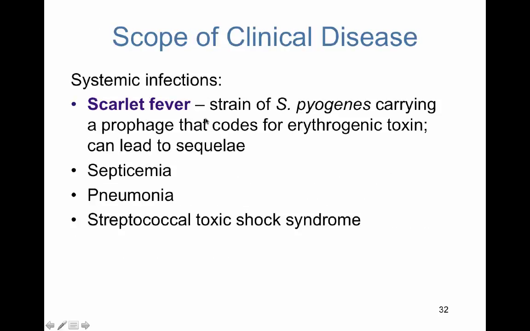Now, also, Strep pyogenes can progress to scarlet fever. So this would be kind of the secondary stage of strep throat. Strep pyogenes in this case would be carrying a prophage that codes for an erythrogenic toxin. And if it's not scarlet fever, this may also infect the bloodstream. So strep bacteria can cause sepsis or even pneumonia or toxic shock syndrome as well.